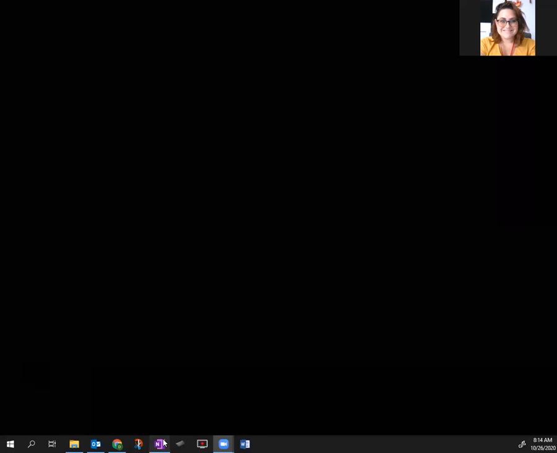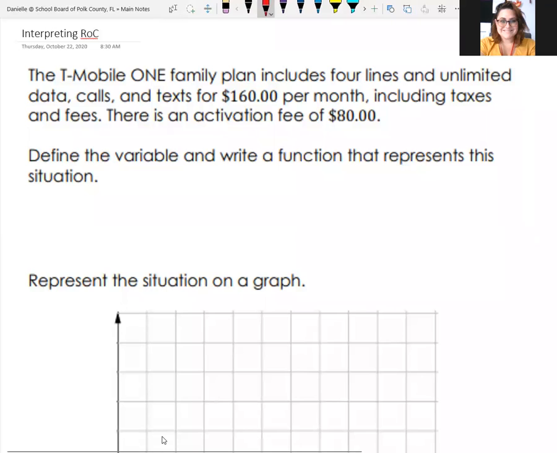Let's go ahead and talk about interpreting rate of change. T-Mobile's one family plan includes 4 lines, unlimited calls, texts, and data for $160 a month. That includes fees. There is an activation fee of $80.